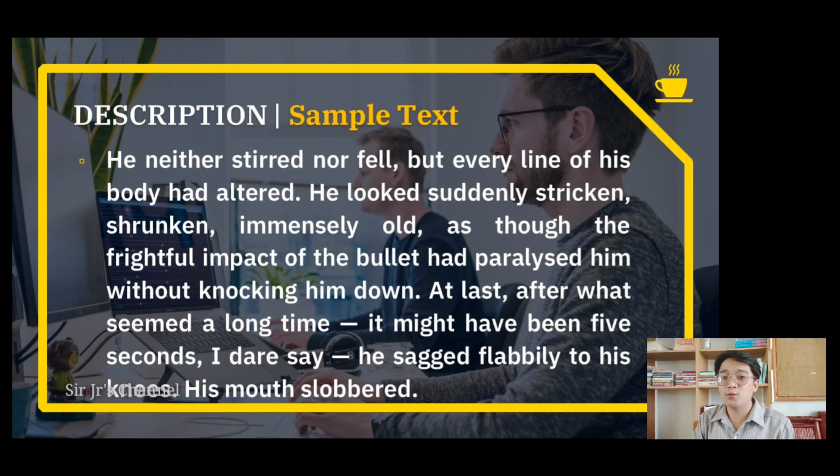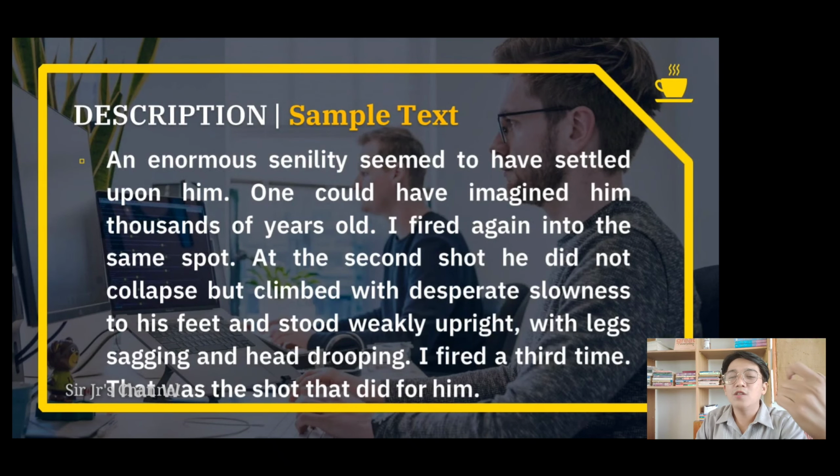He looked suddenly stricken, shrunken, immensely old, as though the frightful impact of the bullet had paralyzed him without knocking him down. At last, after what seemed a long time, it might have been 5 seconds, I dare say, he sagged floppily to his knees, his mouth slobbery. Use your imagination. An enormous senility seemed to have settled upon him. One could have imagined him thousands of years old. I fired again into the same spot.